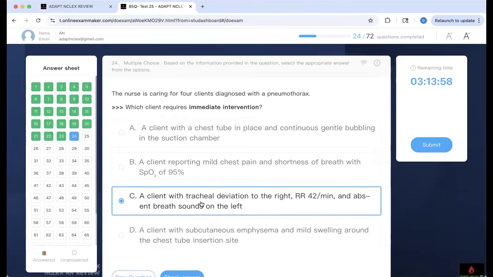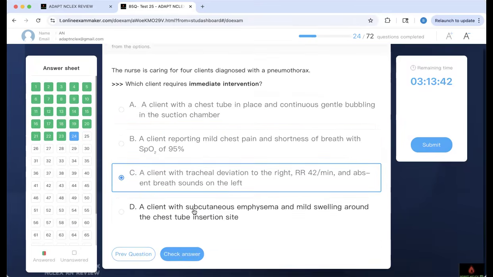I can tell you, tracheal deviation, that's what? Tension pneumothorax. That's bad. Subcutaneous emphysema, expected finding when you put a chest tube in. Patient with chest pain, shortness of breath, saturation is 95. And then continuous bubbling in the suction chamber, expected finding.